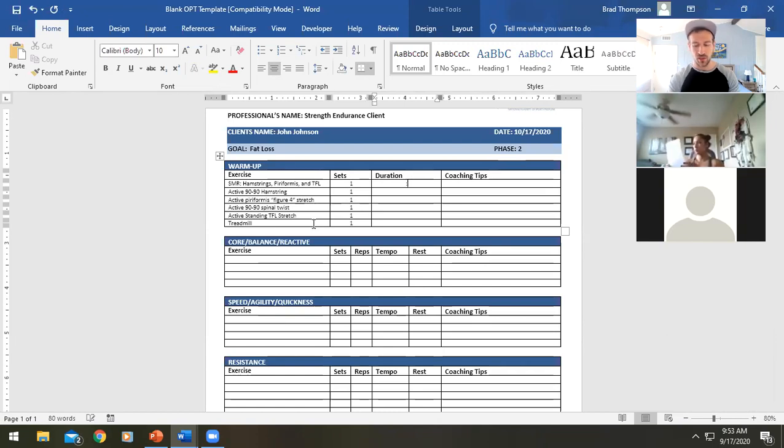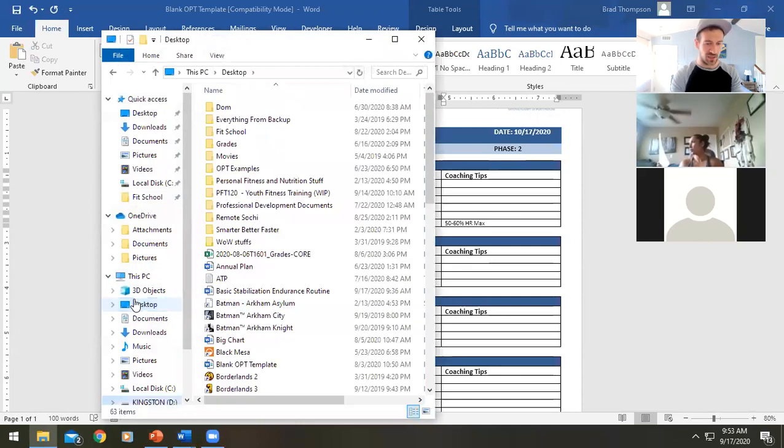One set of everything, 30 seconds each. Five minutes, 50 to 60% of max. And there we go. Now let's open up that strength checklist here.